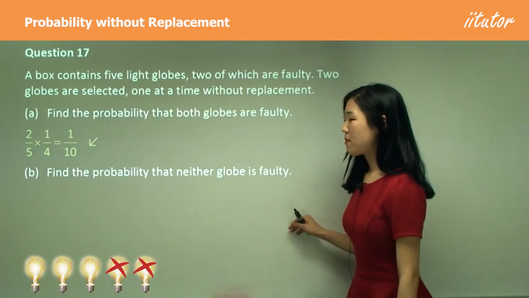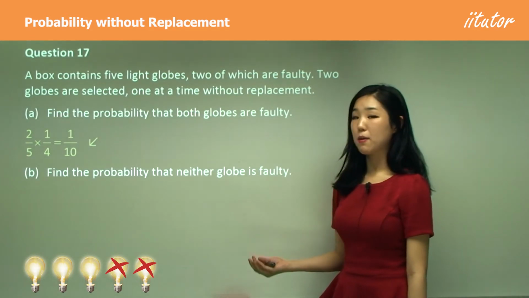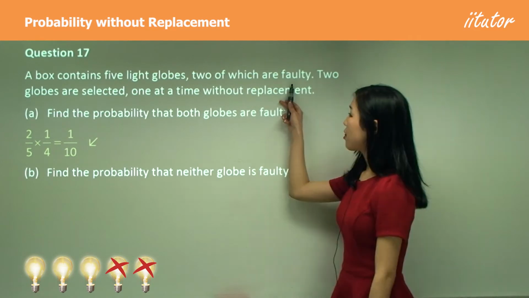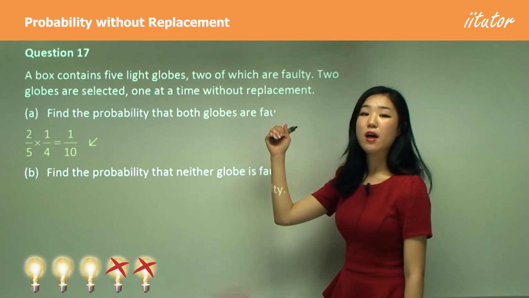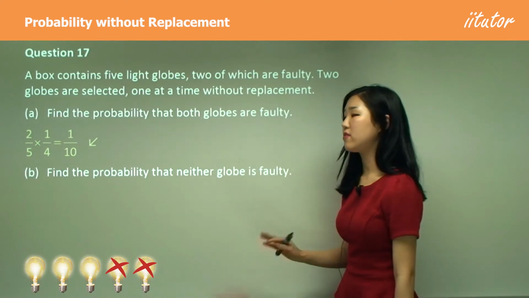B. Find the probability that neither globe is faulty. So I want both of the globes that I pick to not be faulty. 3 of the globes are not faulty. So 5 minus 2 is 3, isn't it? So 3 out of 5 is not faulty.